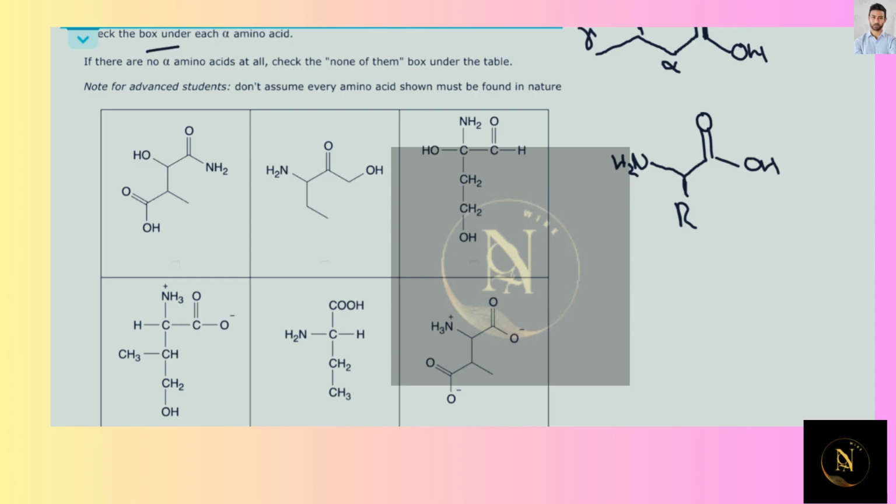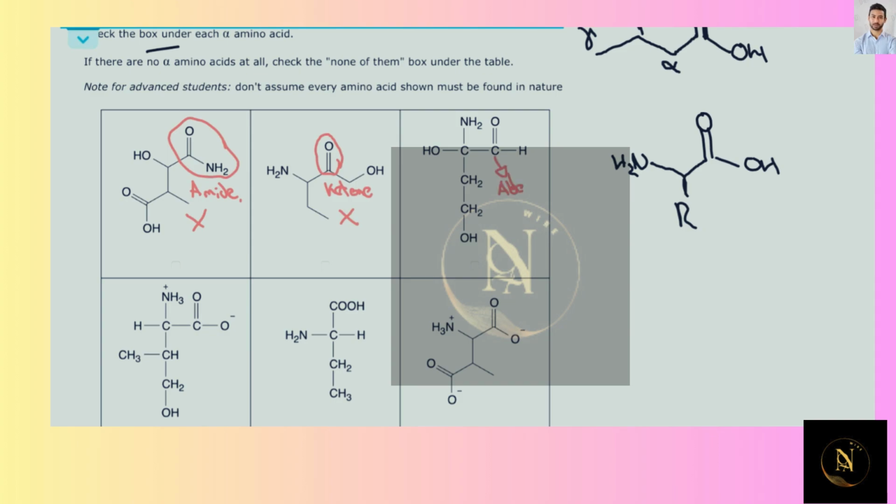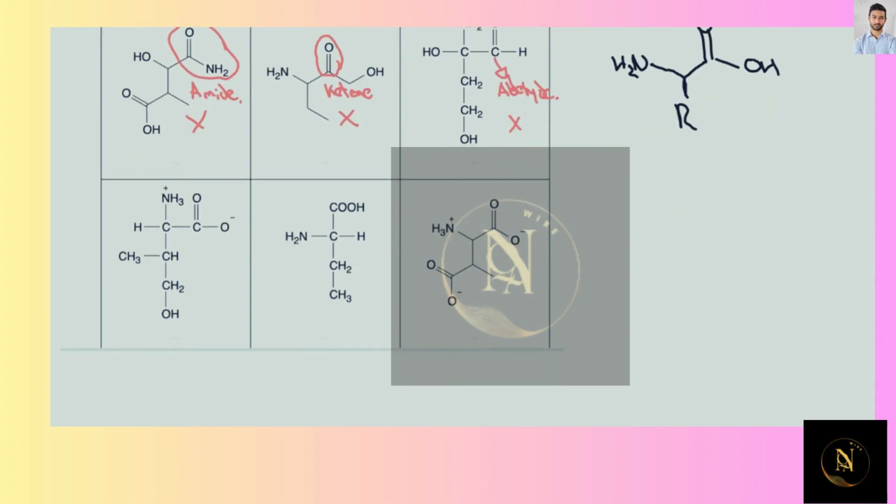In this case, we're going to have an NH2, but this is going to correspond to an amide group, not to an amine. Also, they are not going to be close together, and this is not going to be an alpha amino acid. Next up, this is not going to be a carboxylic acid group. This is going to be a ketone over here. So this is also not going to be an alpha amino acid. Next up, this corresponds to an aldehyde. This is not a carboxylic acid, so also not an alpha amino acid.